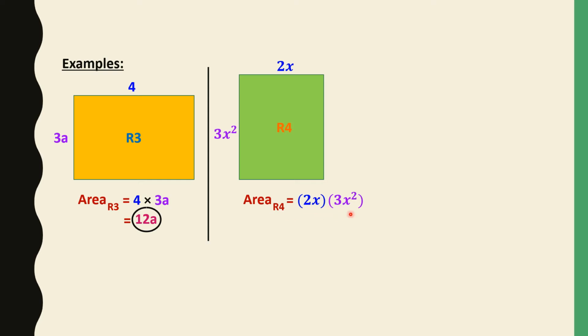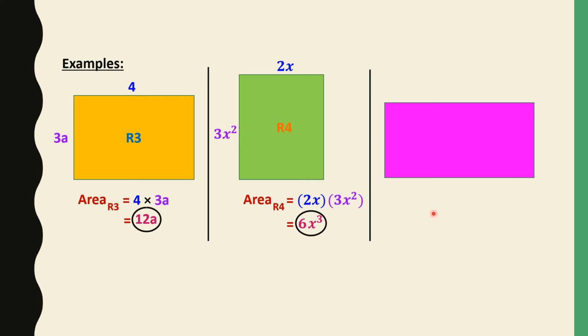Now, how are we going to multiply these two terms? First, we multiply the numbers. 2 times 3, it's 6. Now we multiply x times x squared. X has as an exponent 1, invisible 1. We add 1 plus 2 is 3. So x times x squared equals x cubed, equals 6x cubed, or 6x exponent 3. And this is the area.